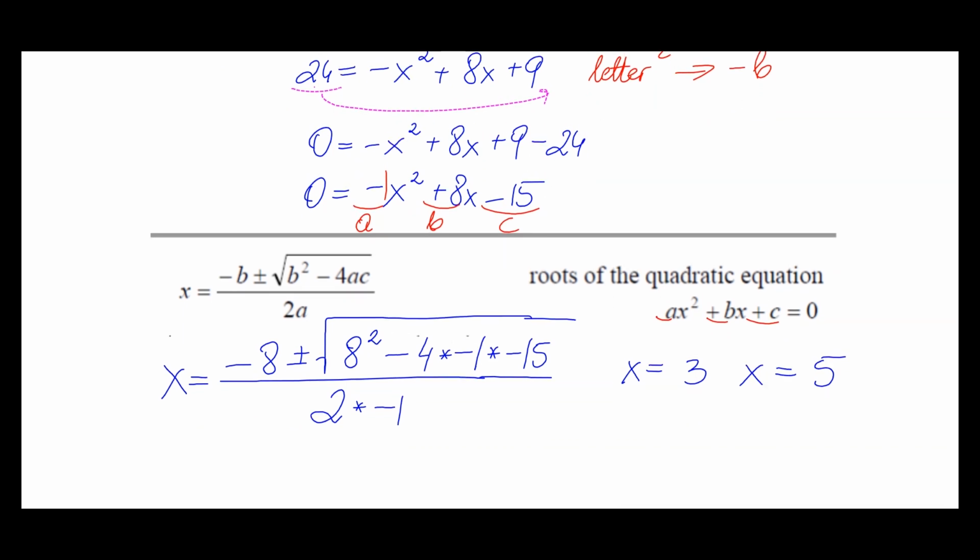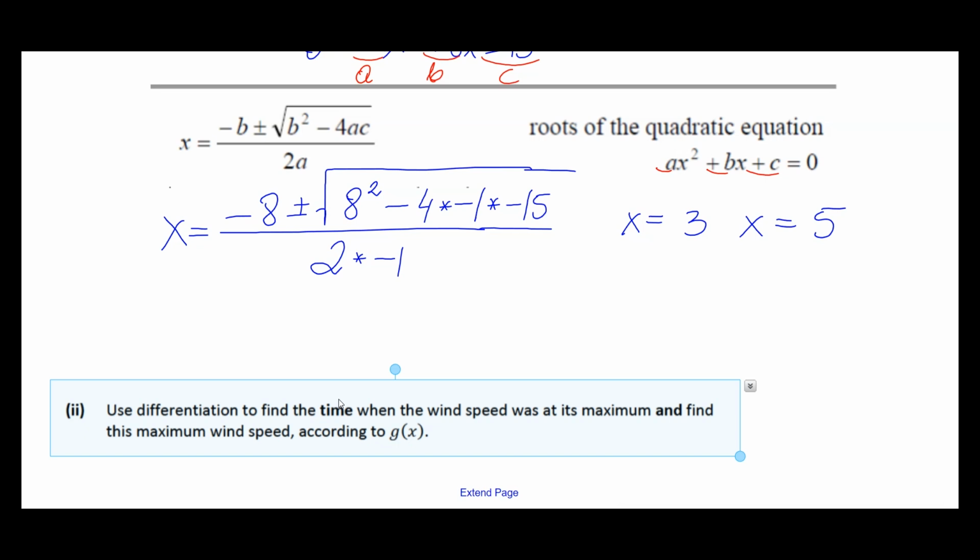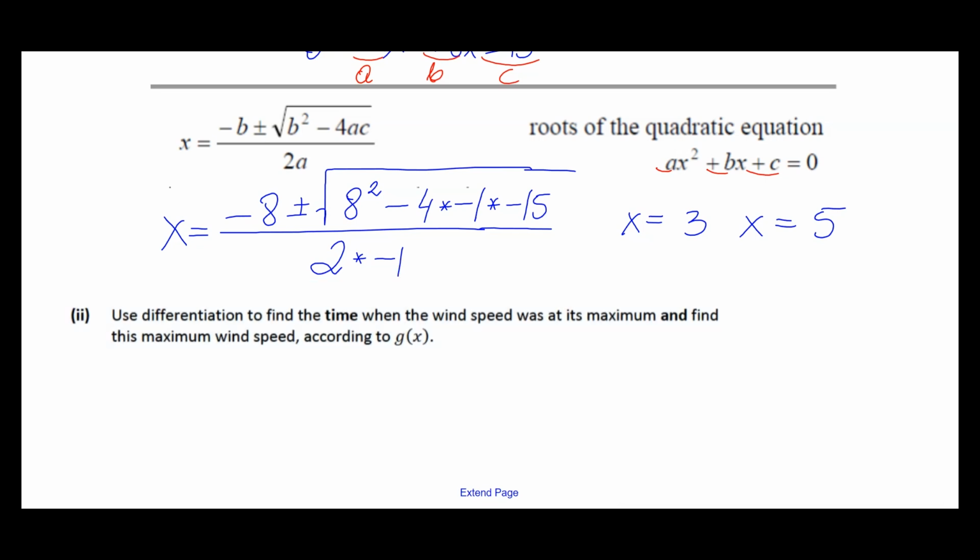So the answer here is that the wind speed of 24 was between 3 a.m. and 5 a.m. And then the next part of the question, that's where we are using the calculus. So here they are saying use differentiation, meaning what? Create a derivative. That is our part of calculus. To do what? To find the time.